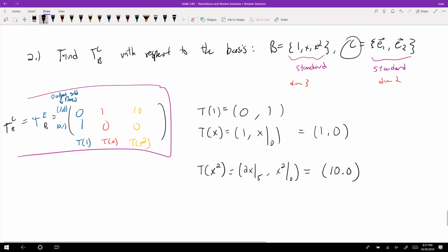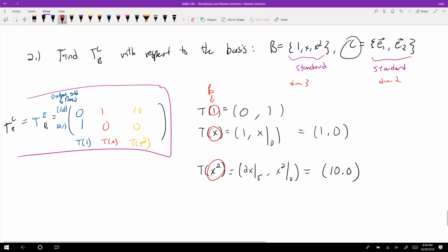So the problem occurs when C is not equal to E. In this first step, I just plugged in the basis of B in here and evaluated, and I got some outputs. But these outputs are all in terms of the standard basis. And so I just put it in the matrix here. So this is really TBE, but since C is obviously the standard basis as well, then we're just automatically done.